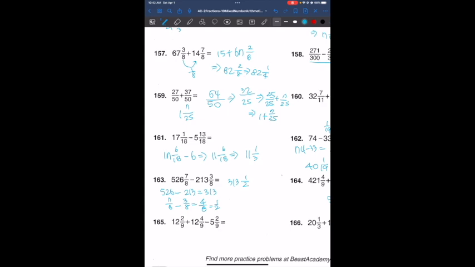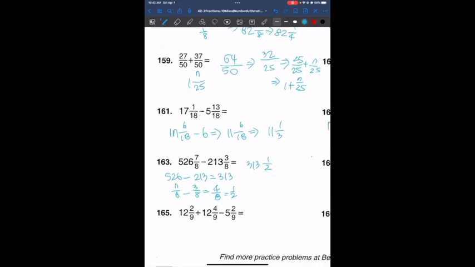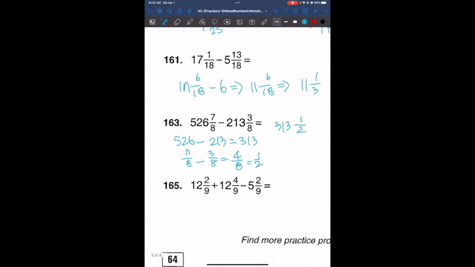Now if we look at 165, we're first going to add these two. So it's going to be 24 and 6 over 9, and subtract. And so that is going to be 19 and 4 over 9.